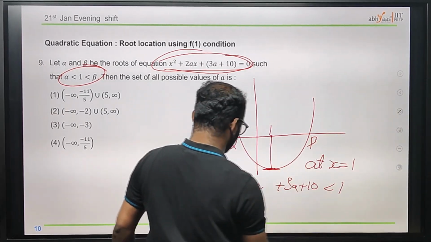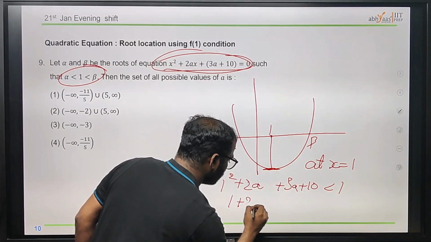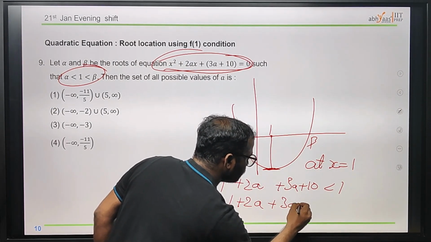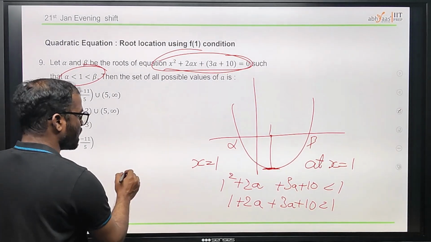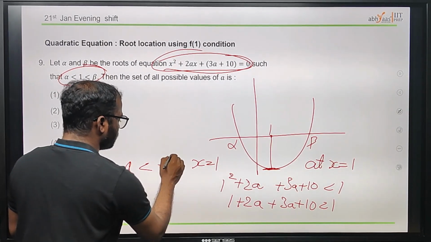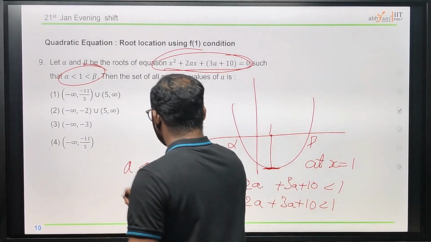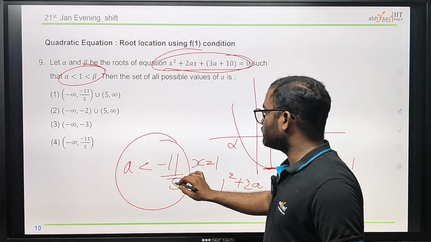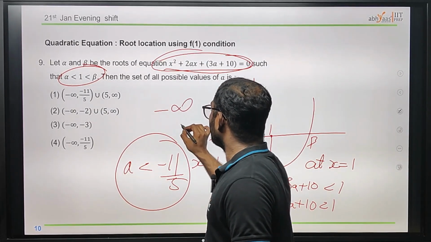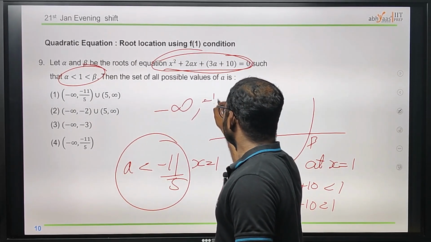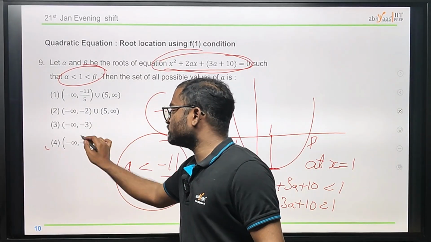Okay, we will get this one. 1 square, that will be 1 plus 2a plus 3a plus 10 less than 1. If we substitute those, we will have a less than minus 11 by 5. Therefore a is less than minus 1. In range form that is minus infinity to minus 11 by 5. Therefore, which is the option? 4 is the correct answer.